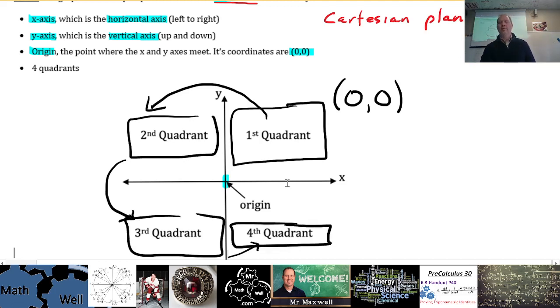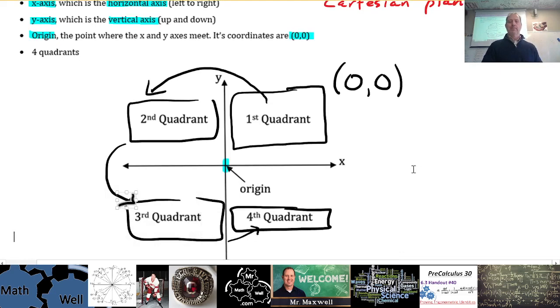Okay, so when we're describing points on a Cartesian plane, you might hear me say, it's in the third quadrant. It's a third quadrant coordinate, third quadrant point. And then you know that it's kind of over here somewhere, down here, all right? So those are the quadrants.